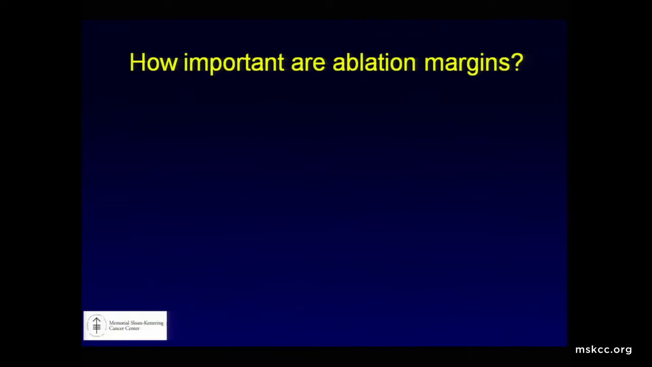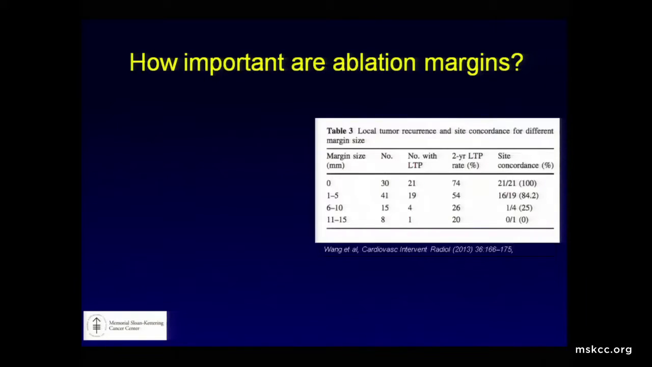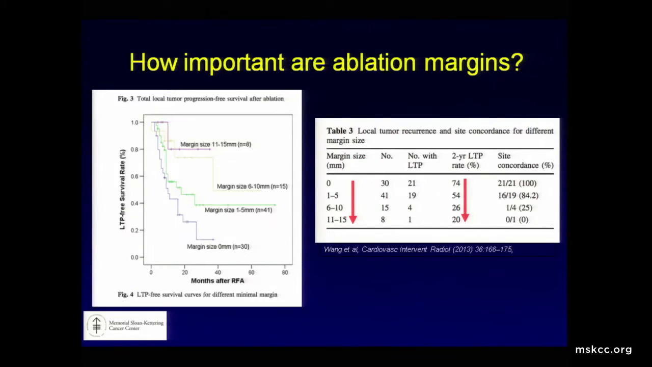This issue of margin has been looked at pretty extensively by our group. And we looked at patients who had colorectal metastasis who had increasing size of margin, and we compared that to local tumor progression rate. And you can see that when the margin is very slight, 1 to 5 millimeters, it's 50-50 whether the person is going to have a recurrence. But as those margins get bigger, it gets safer and safer.